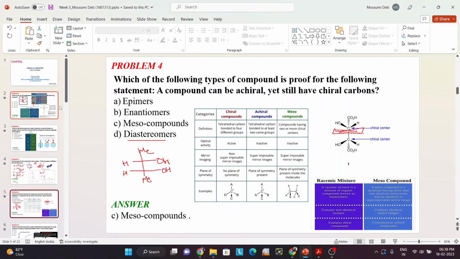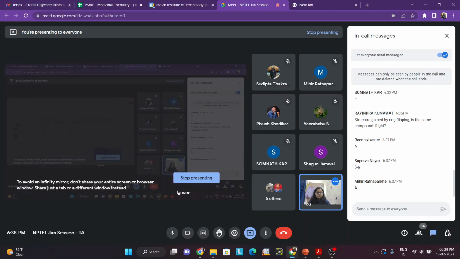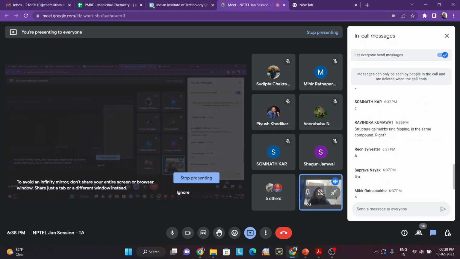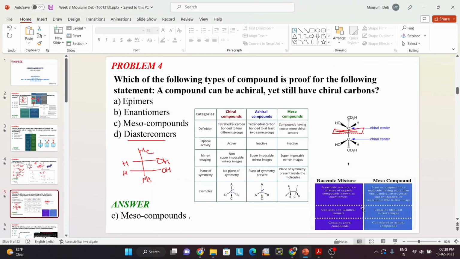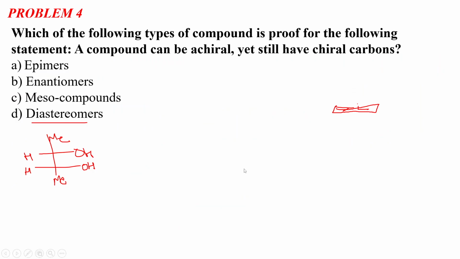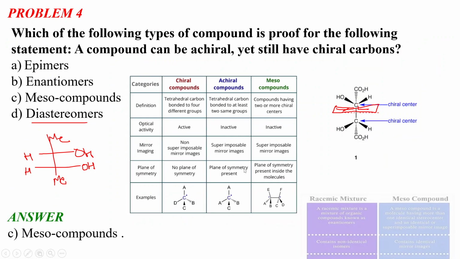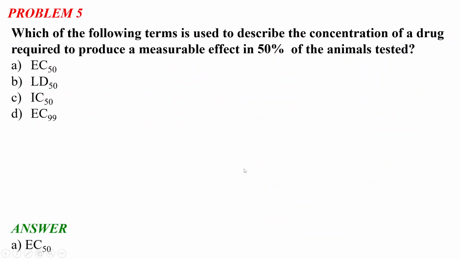Okay, let's check if I have any answers. Okay, we have A. Someone asks whether the structure gained by ring flipping is the same compound. Yes, if you are asking about the meso one, it will be the same compound. We have many options, and most people are saying it is number A. So let us check. Yes, the correct answer is number A.